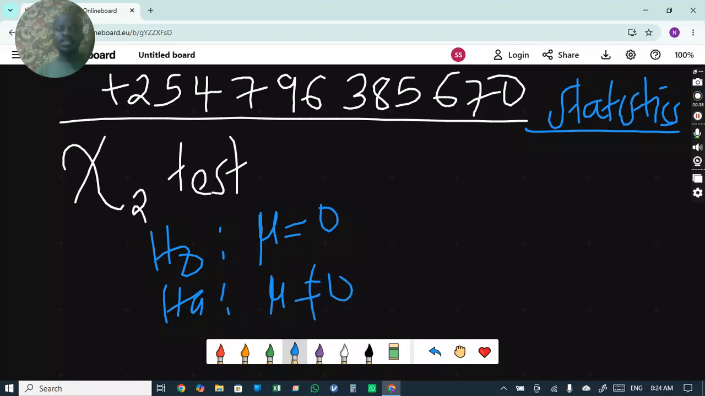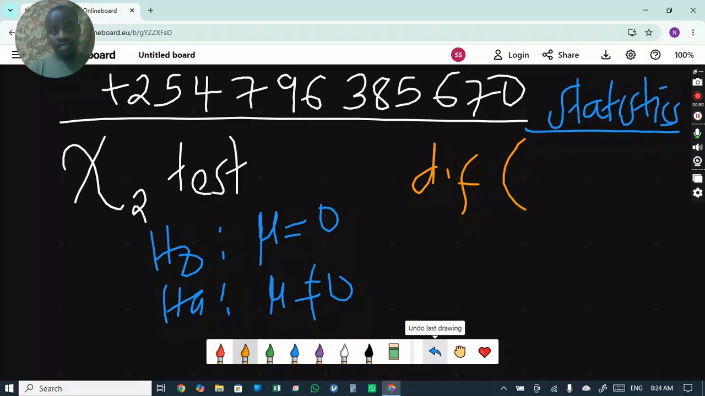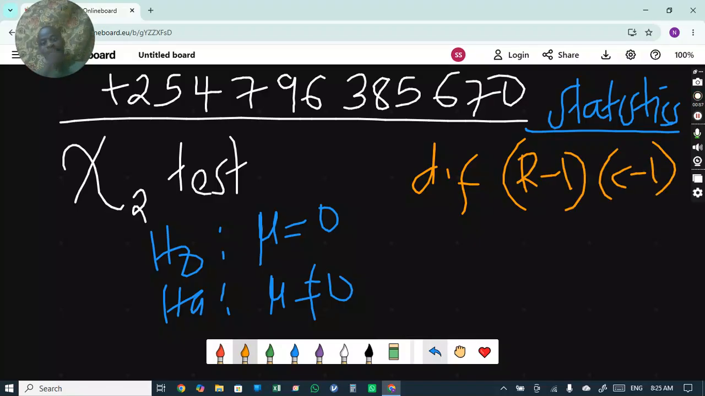After stating it, you are going to find what is termed as degree of freedom. How do we get the degree of freedom? Finding the degree of freedom is very easy. It is normally n, row minus 1, then you multiply by column minus 1. That is how we get the degree of freedom. And again, you need to have what is termed as alpha. In most cases, alpha is normally given as 5%.